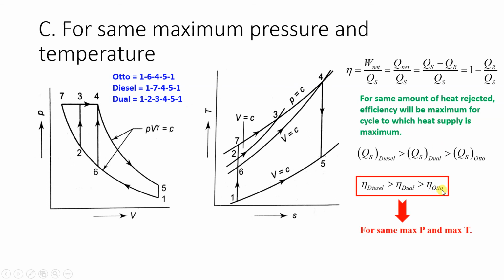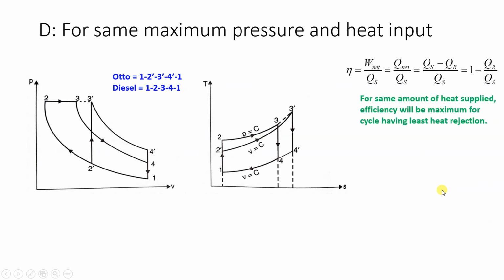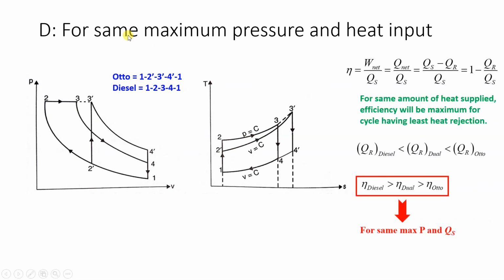In case of all the three cycles, we find that diesel cycle efficiency is greater than dual, is greater than Otto cycle efficiency. And fourth case, case D, is for same maximum pressure. So we are maintaining same maximum pressure in case of Otto cycle, dual cycle and diesel cycle, and heat input, which is area under curve 2 to 3 for diesel cycle, and for Otto cycle this will be area under 2 dash to 3 dash. So we are maintaining same heat input and same maximum pressure, and we find that diesel efficiency is greater than dual cycle efficiency, is greater than Otto cycle efficiency.